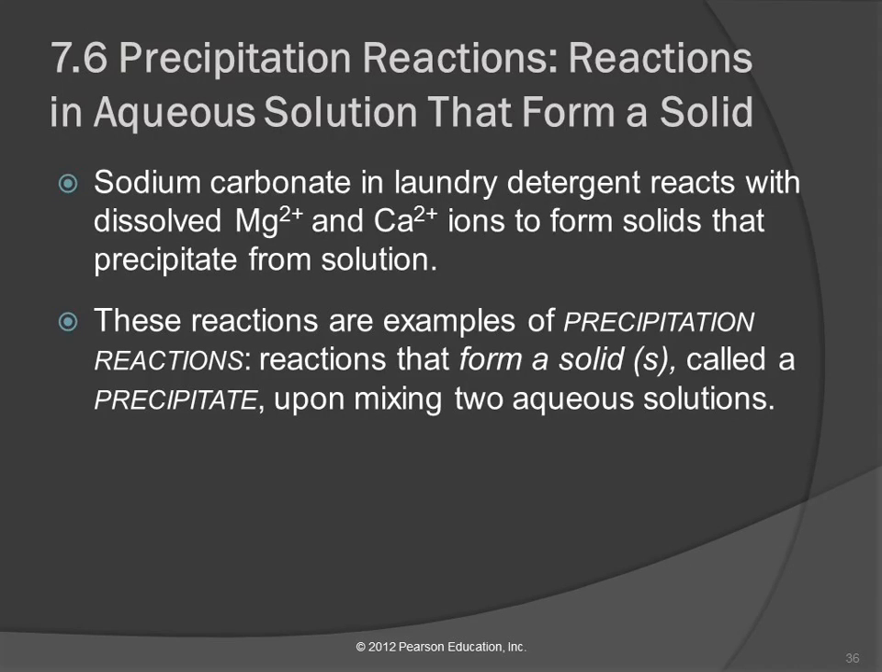So now we're going to talk about those different types of reactions that we were introduced to in the beginning of the chapter. We mentioned laundry detergent. Sodium carbonate is present in the laundry detergent, and that's washing soda, if you're interested. Washing soda is sodium carbonate. Sodium hydrogen carbonate is baking soda.